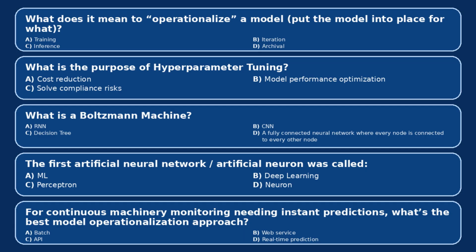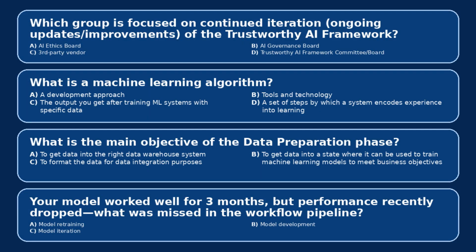Next question. Which group is focused on continued iteration of the trustworthy AI framework? Is it the AI ethics board or the governance board or the third-party vendor or the trustworthy AI framework committee board? The right answer is trustworthy AI framework committee or board. Because a dedicated framework committee or board is a group whose primary job is to maintain, update and iterate the framework over time, which means versioning, updates to controls, guidance, lessons learned.